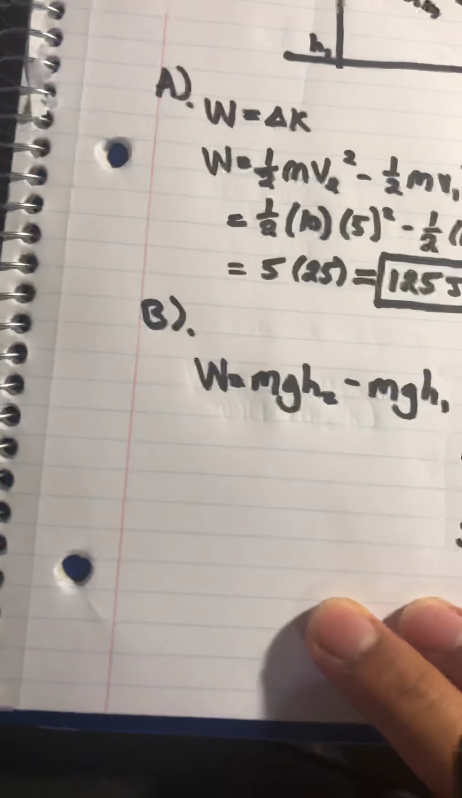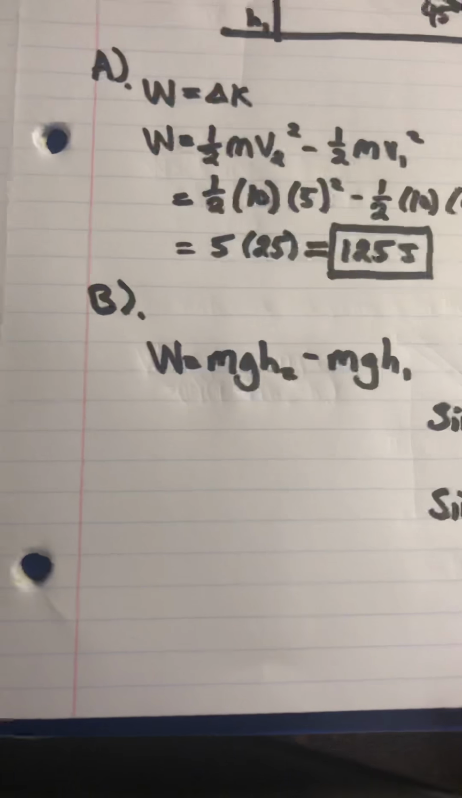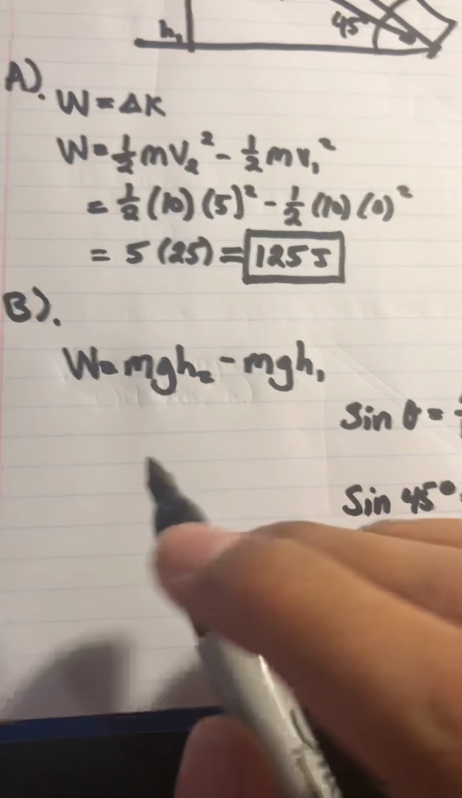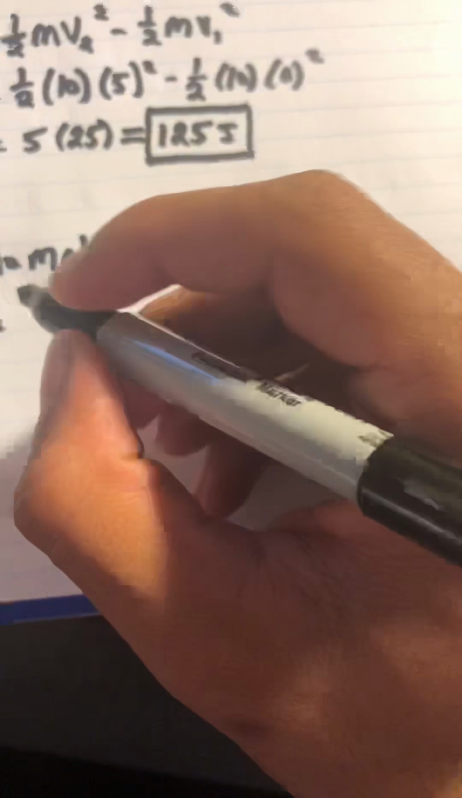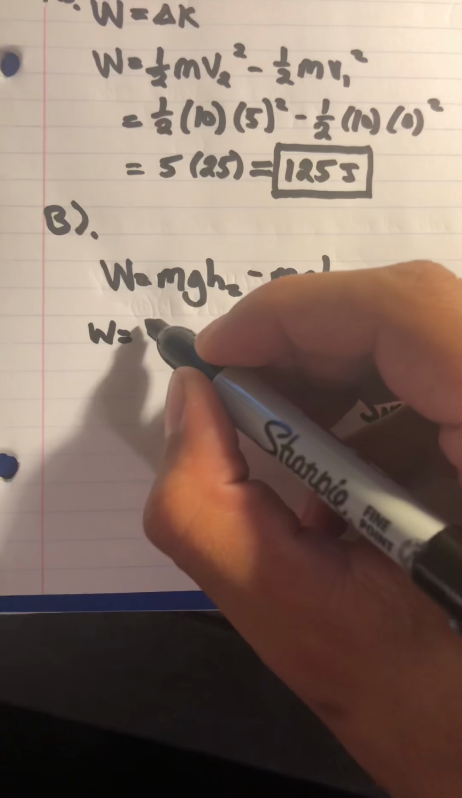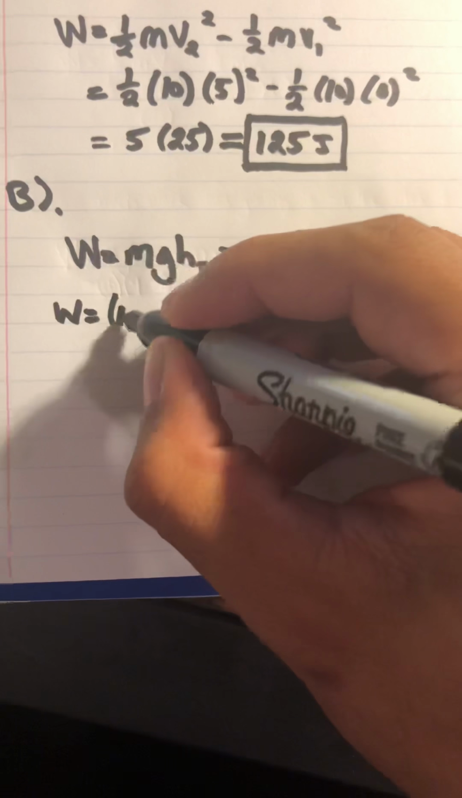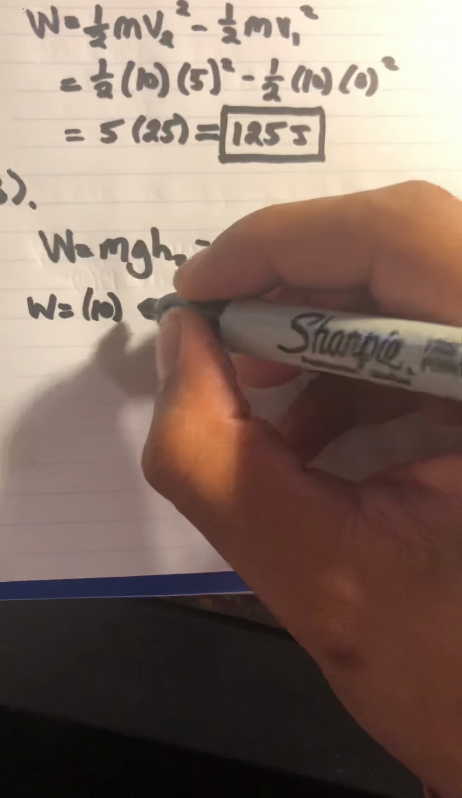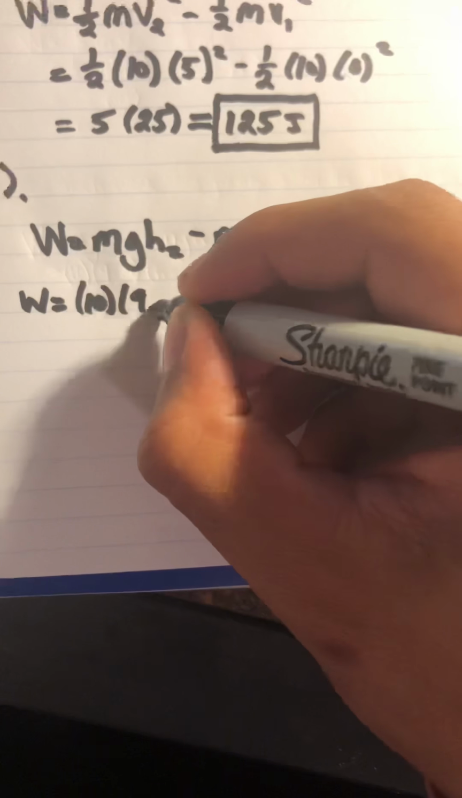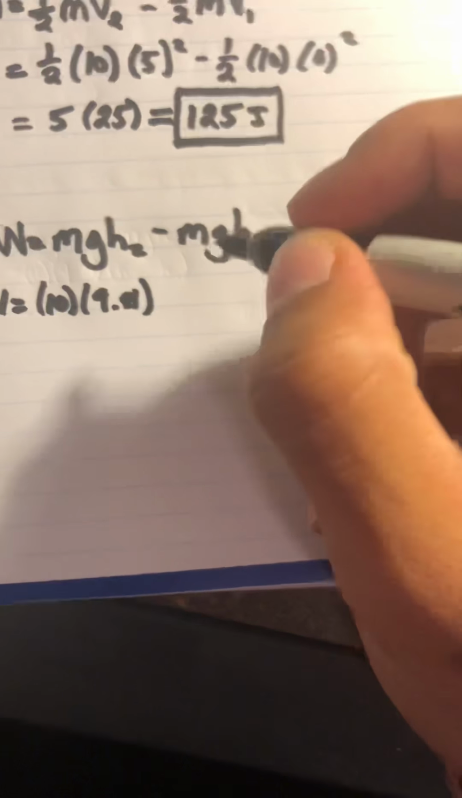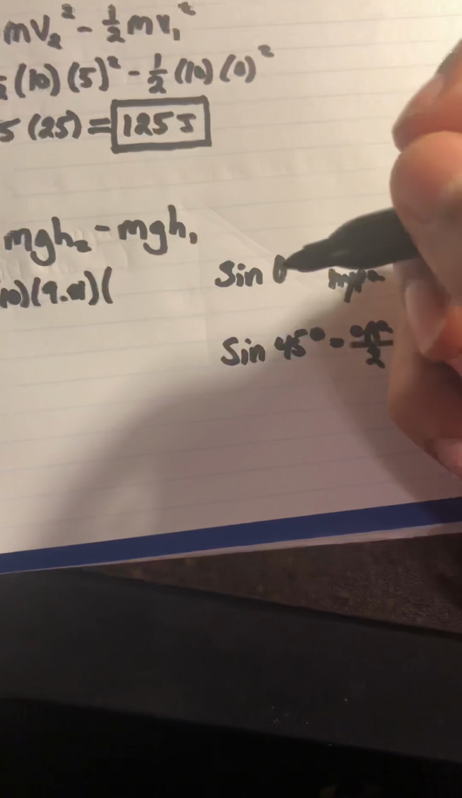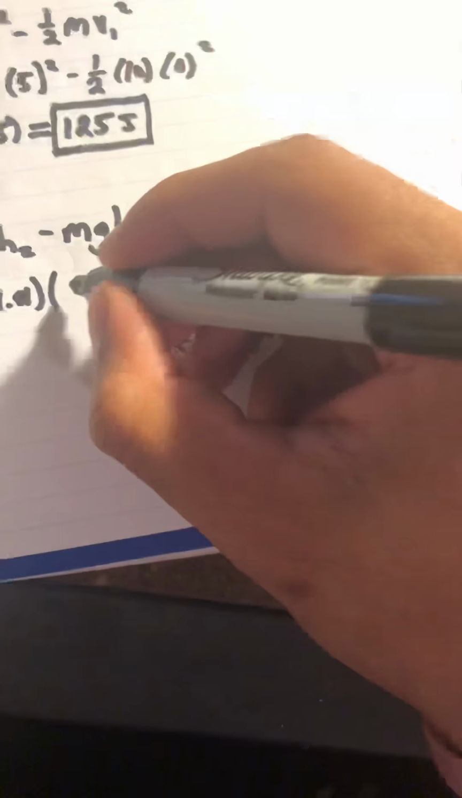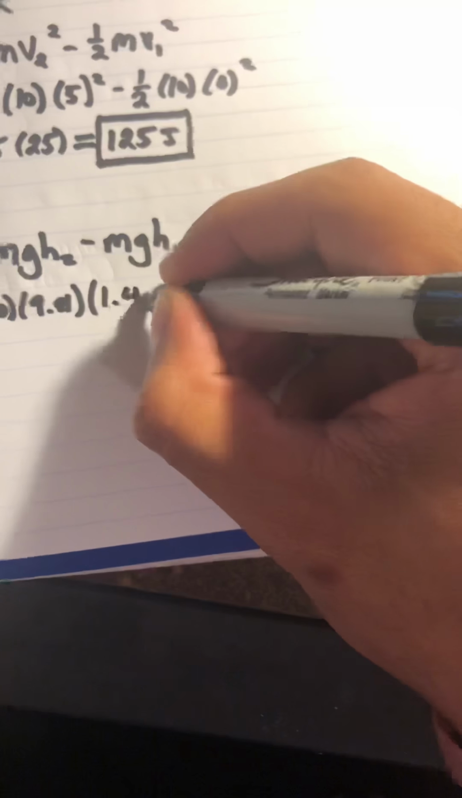Then we take this height and use it in this equation here. So the work done by gravity would be the mass, which is 10 kilograms, times gravity, 9.81, times the height, which is 1.41 meters.